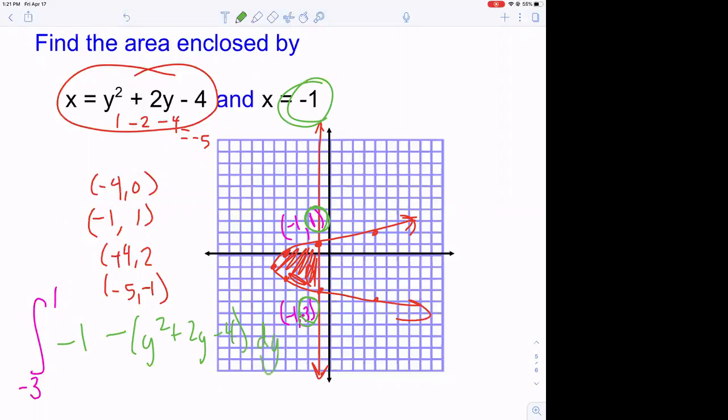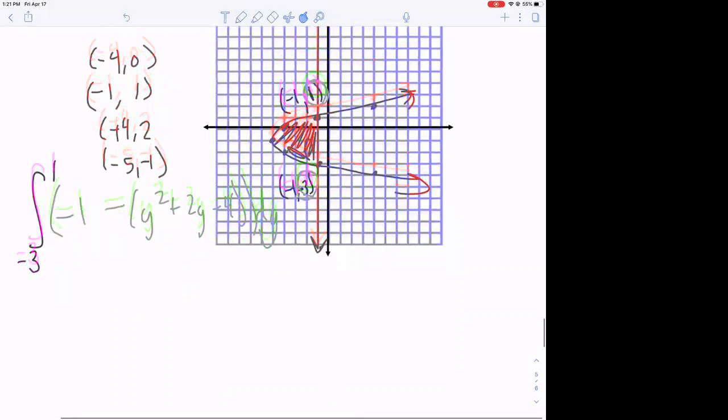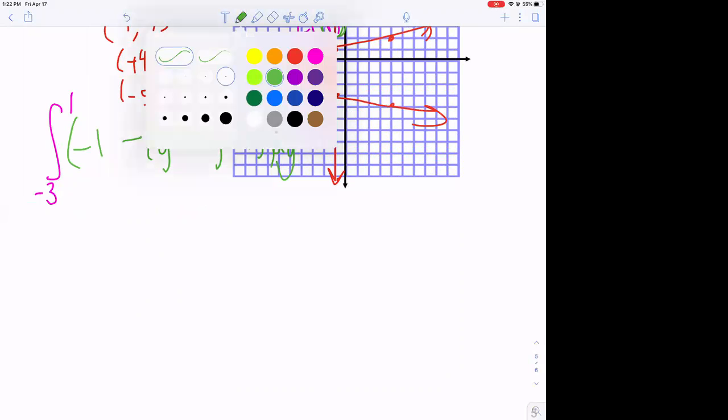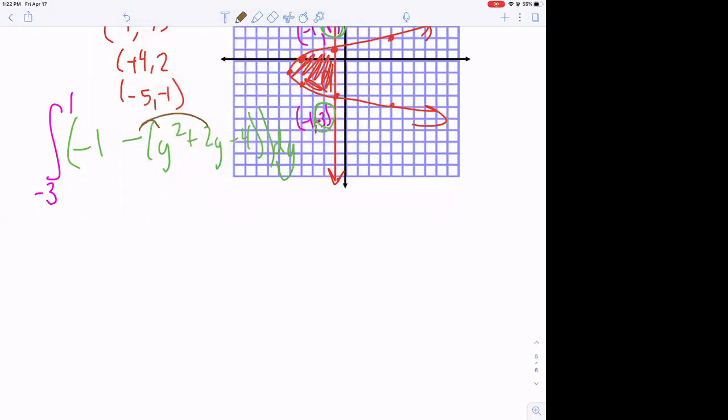And again, we got to use everything with x by itself, which they at least set that up for us. Graphing it was a pain without Desmos, but they at least set that up for us, and then we'd solve this guy. So -3 to 1, -1 minus y squared minus 2y plus 4. We could combine those and get plus 3 dy.